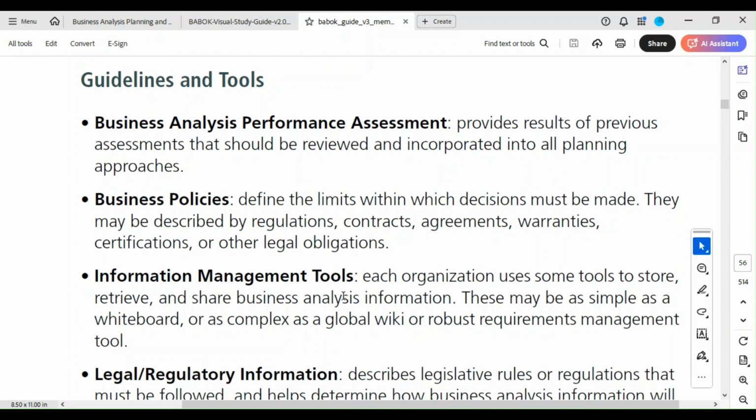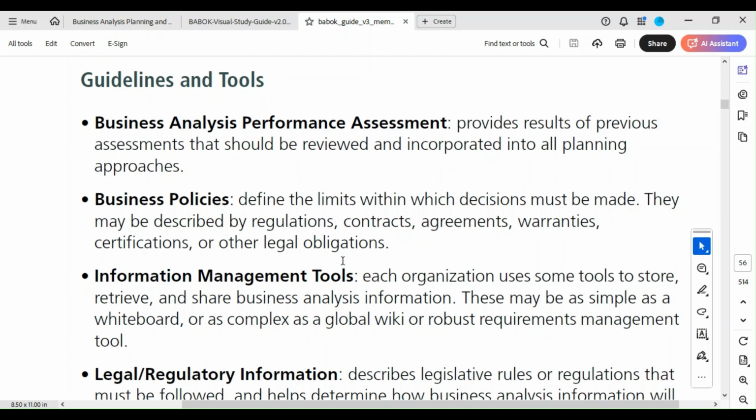So business analysis performance assessment. So what would guide you? What are the tools you'd require to go on to plan your information management? And the number one is business analysis performance assessment. It provides results of previous assessments that should be reviewed and incorporated into all planning approaches. What has been done before? How can it be incorporated here?